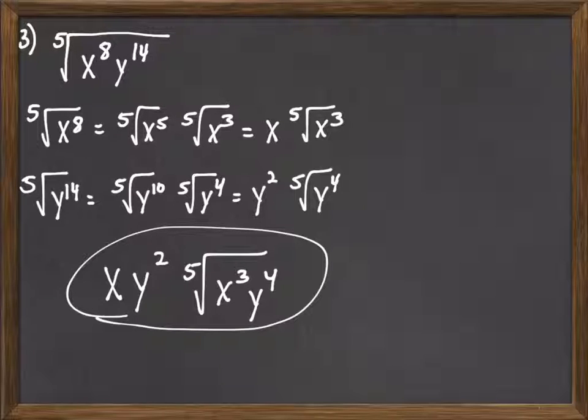Okay, so that's simplifying radicals of both numbers and variables.